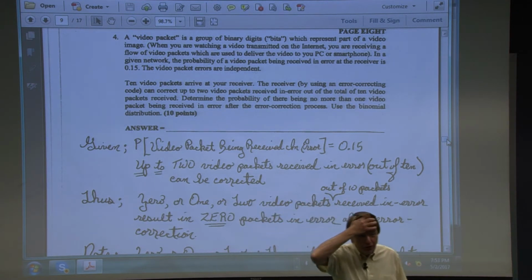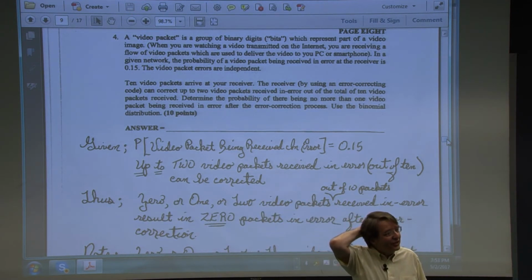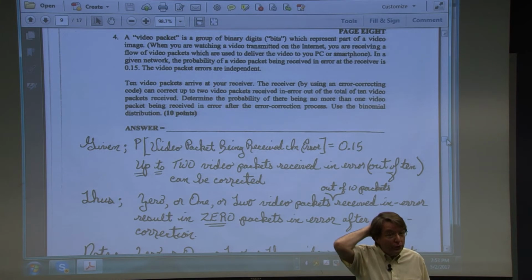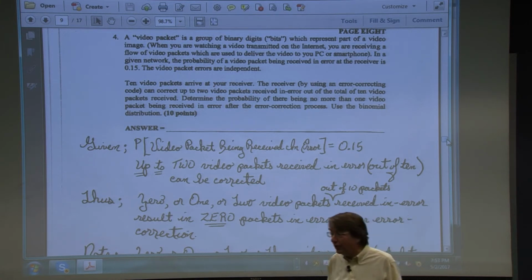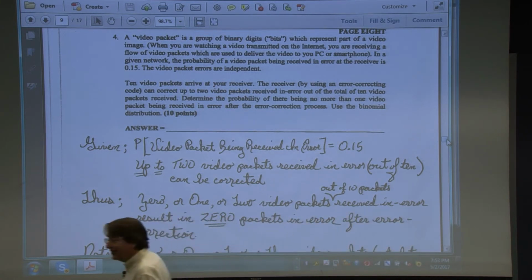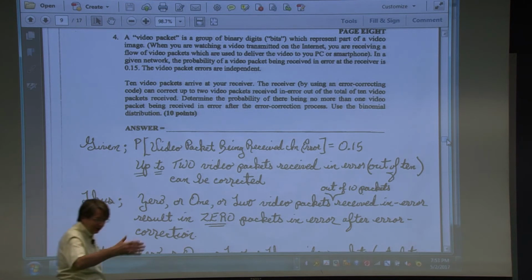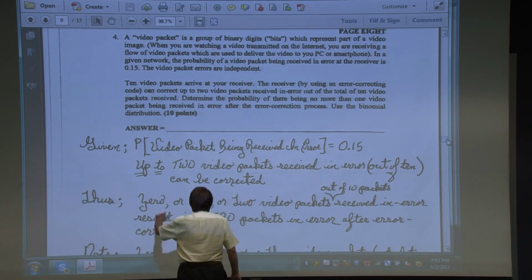This sounds confusing. I think the guy who wrote this was out to just confuse everyone. All right? So you get 10 packets. And what it's saying here, if 2 are in error, we can correct up to 2 of them. So I kind of wrote all this down just so I could understand it.